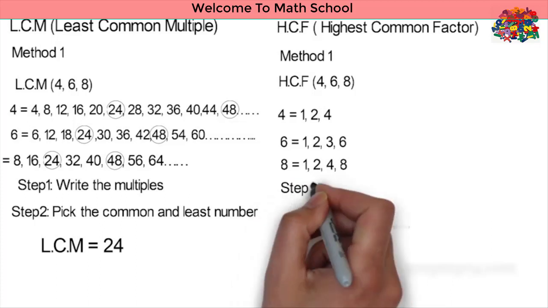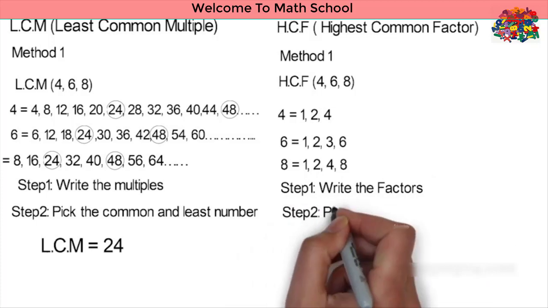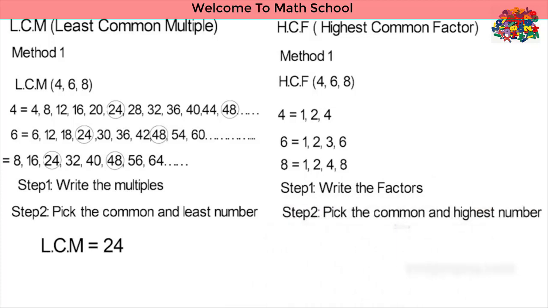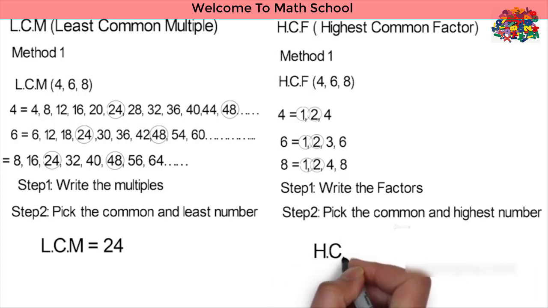So first you write all the factors and after writing the factors, pick the common factors. So here 1 is common and 2 is common, so 1 and 2 are the common factors for the given numbers. And between these we have to find the highest common factor. So the highest common factor is 2.